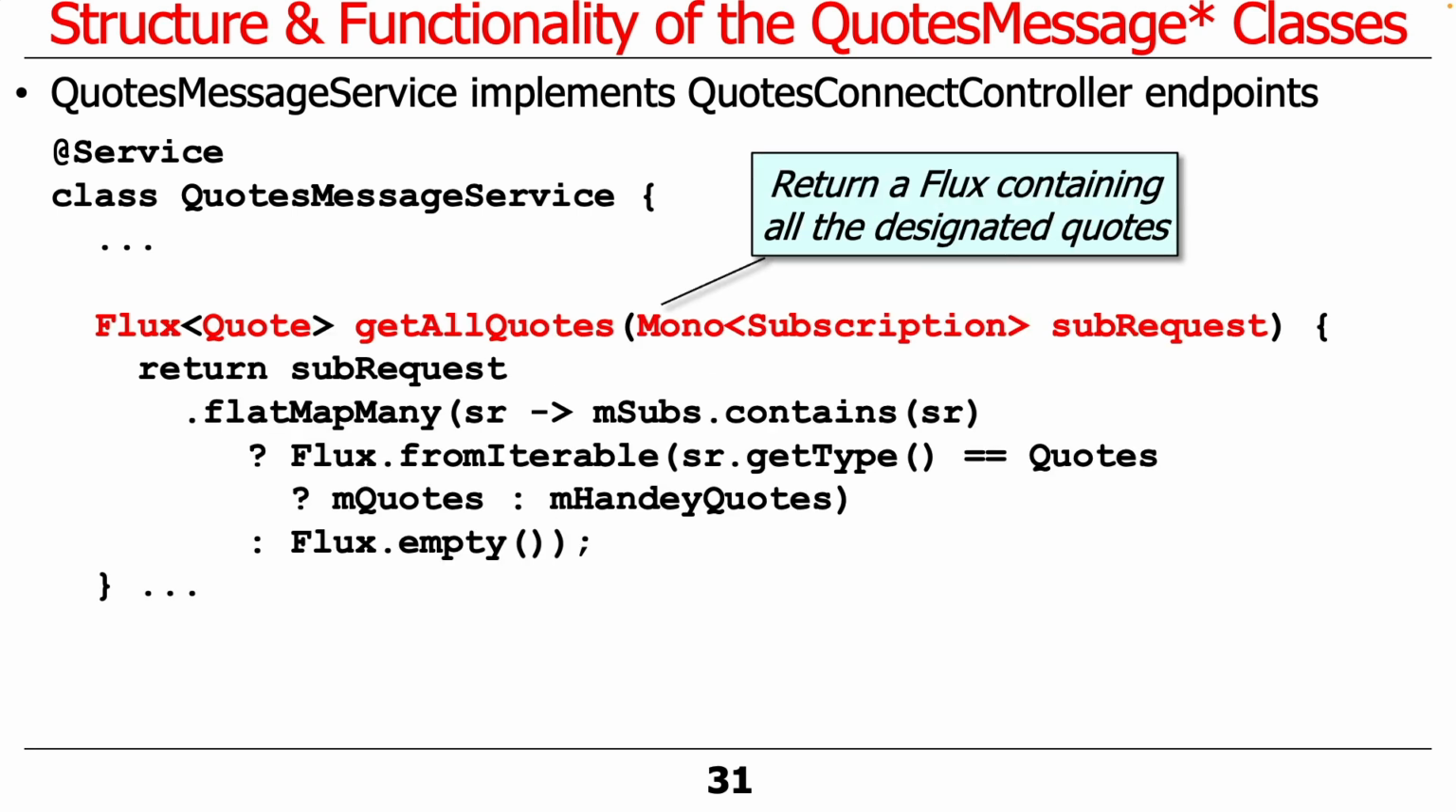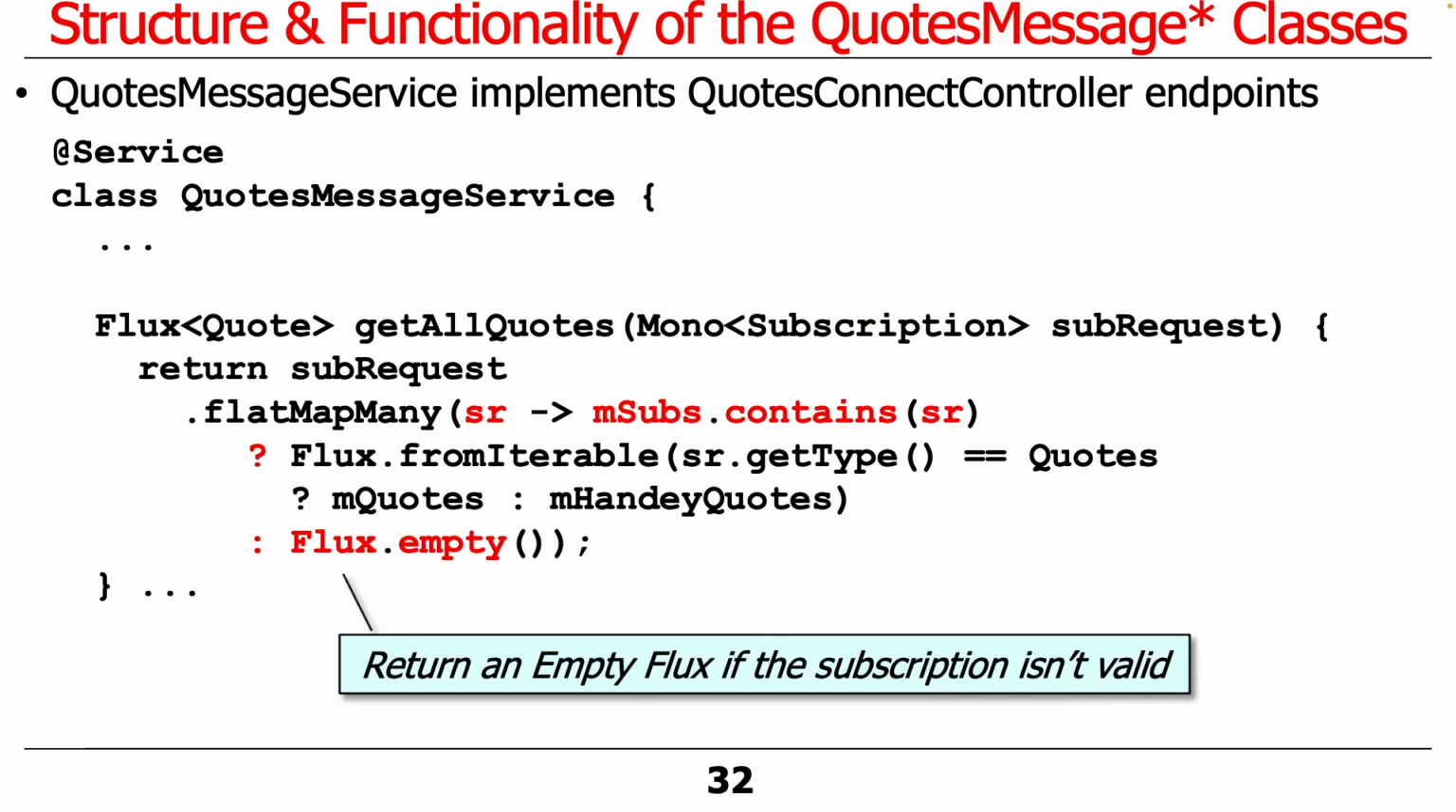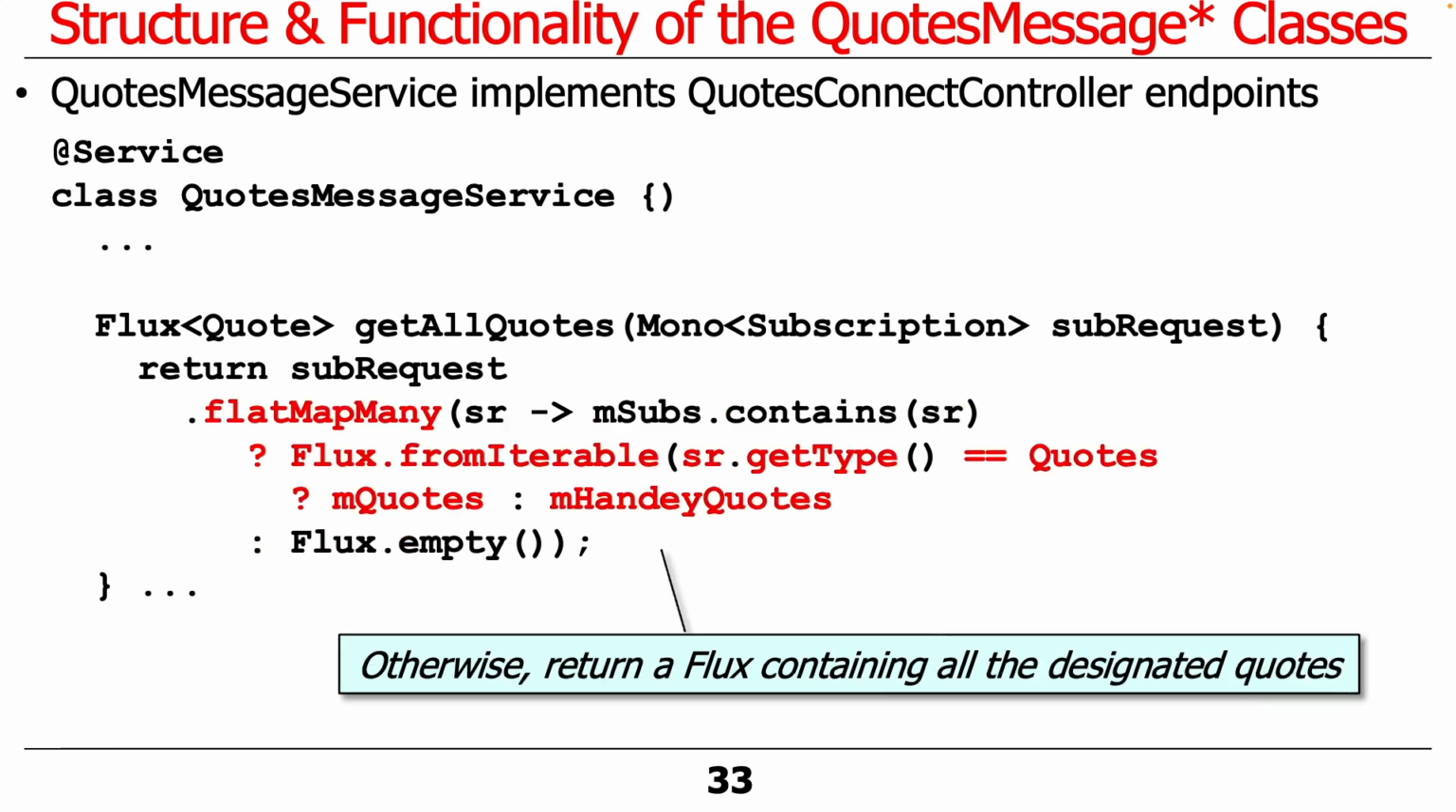Here's the getAllQuotes method in the service, and it is given a subscription request. And what that does is it's going to return a flux containing all the quotes that are relevant. If the subscription request is not in the map, then we would just return an empty mono. We should probably throw an exception, but we just return an empty mono saying there's nothing there.